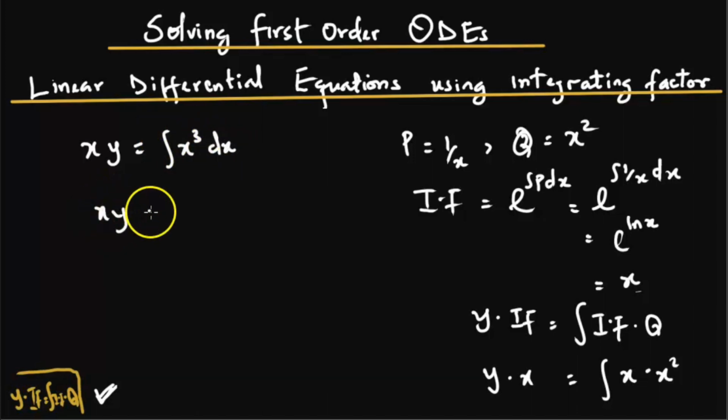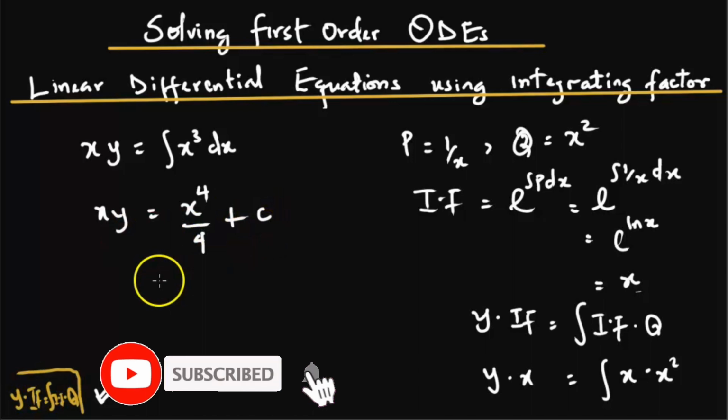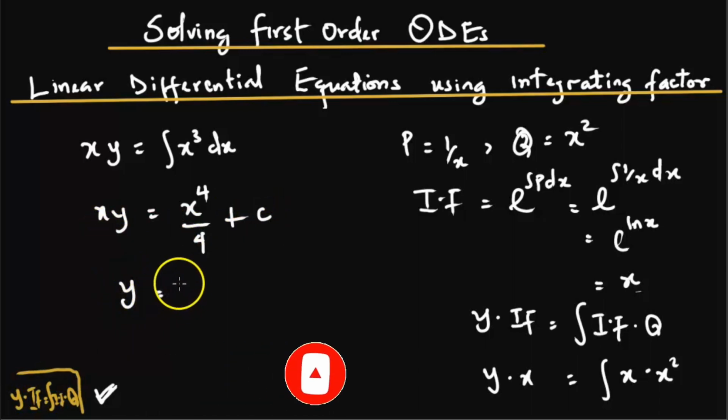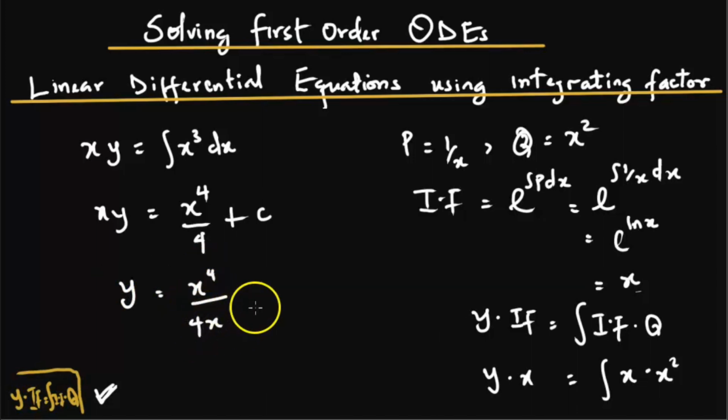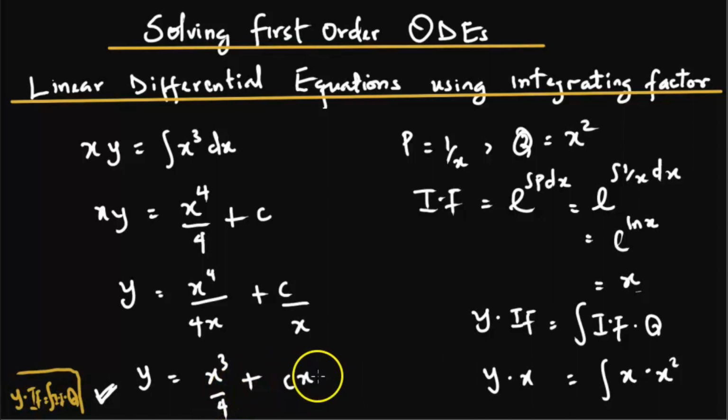So xy equals x to the power 4 over 4 plus c. I can divide through by x to have y as my subject, equal to x to the power 4 over 4x plus c over x, and I'm left with y equals x cubed over 4 plus c x to the power minus 1, and this is my final answer.